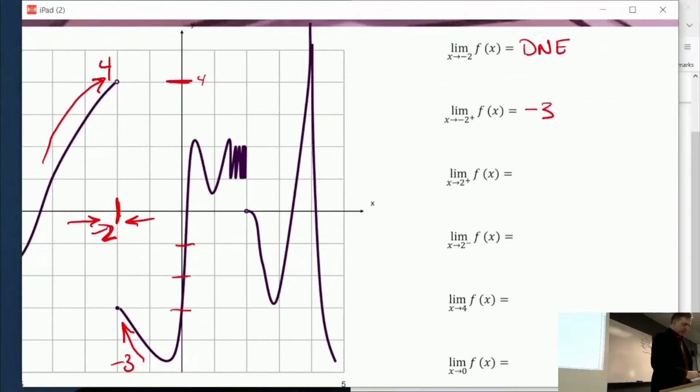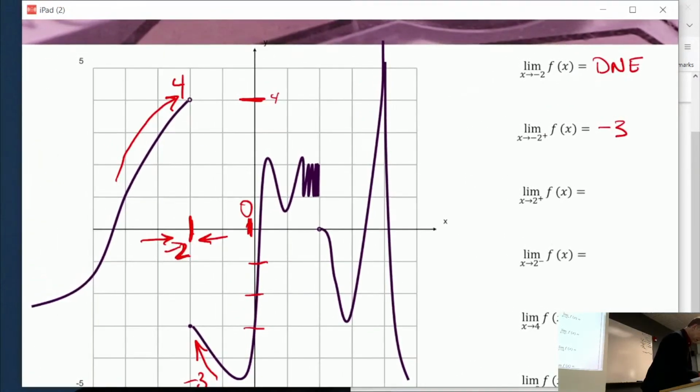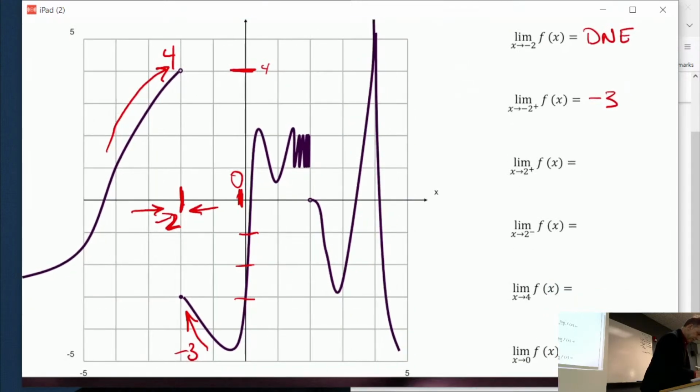Let's see, there's a few others that we could talk about here on this graph. The limit as x approaches 0. That's easy because notice that x equals 0. Here we go. Sorry, this is x equals 0. Close enough. It looks to me like from the top, you're going towards -3, and from the bottom, you're also going towards -3. Because those two go towards the same point from both sides, the limit is -3.